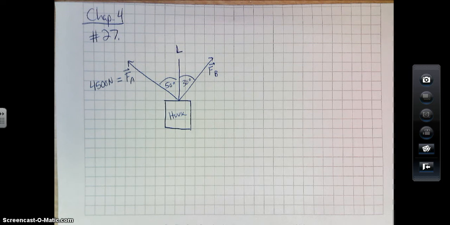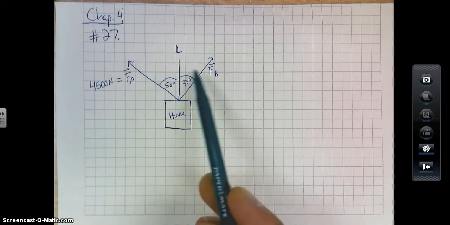All right, this is chapter 4, number 27. The problem reads, there are two snowcats, which look like little Arctic vehicles of some sort, towing a housing unit to a new location somewhere in Antarctica. And you can look at the picture in your book. It says the sum of the forces FA and FB, which I've got labeled FA, FB.